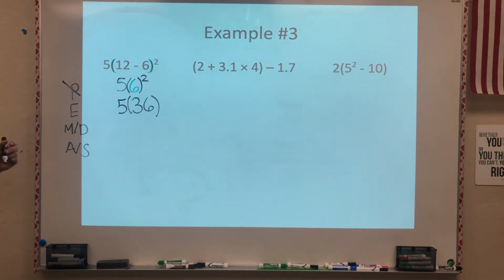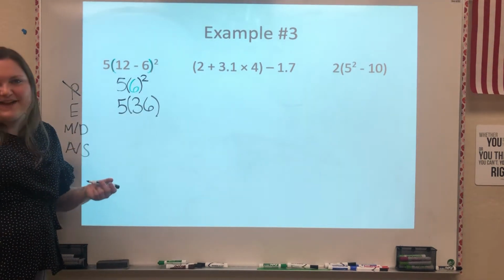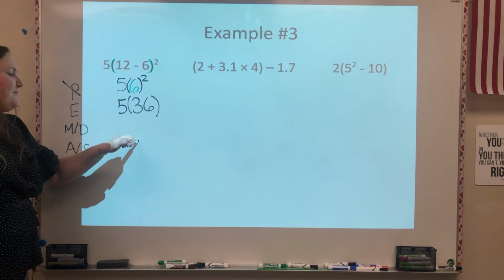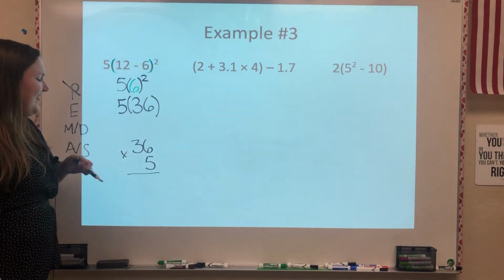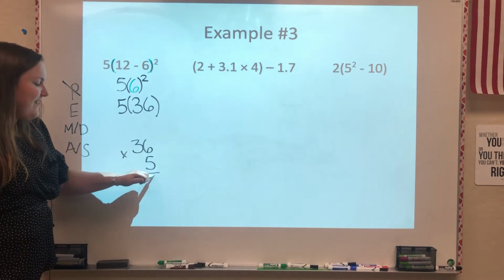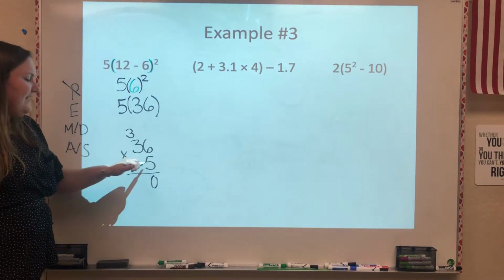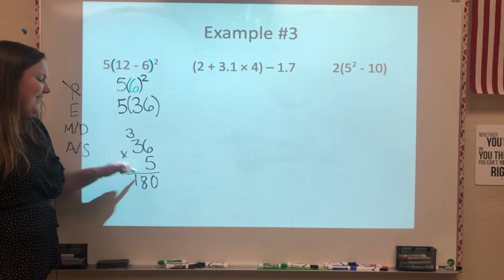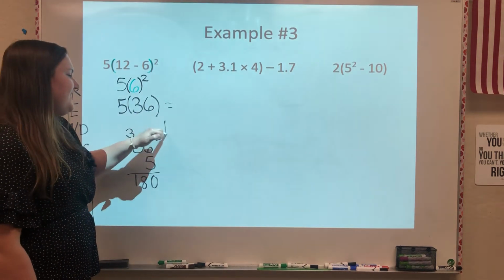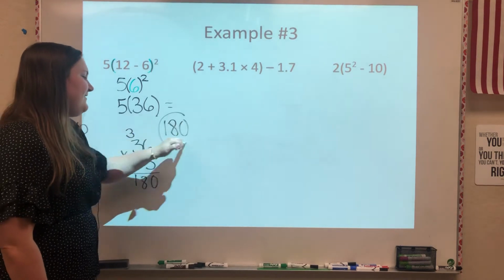My last part, well, the last thing I have to do is, what is 5 times 36? I am going to have to write those like this to multiply. When I do that, I see 6 times 5 is 30, and then 5 times 3 is 15, plus our 3 gives me 18, so I get my final answer is 180.